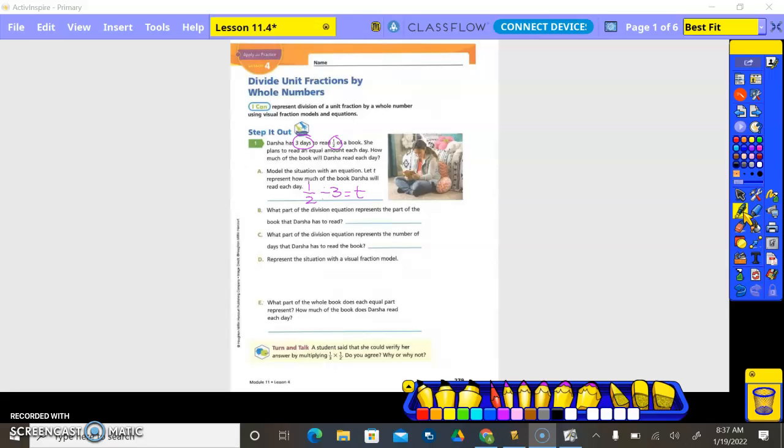day. What part of the division equation represents the part of the book that Darsha has to read? So this is the what in our equation? What's that called? The dividend. What needs to be divided, right? What part of the division equation represents the number of days that Darsha has to read the book? What's this called? The divisor.